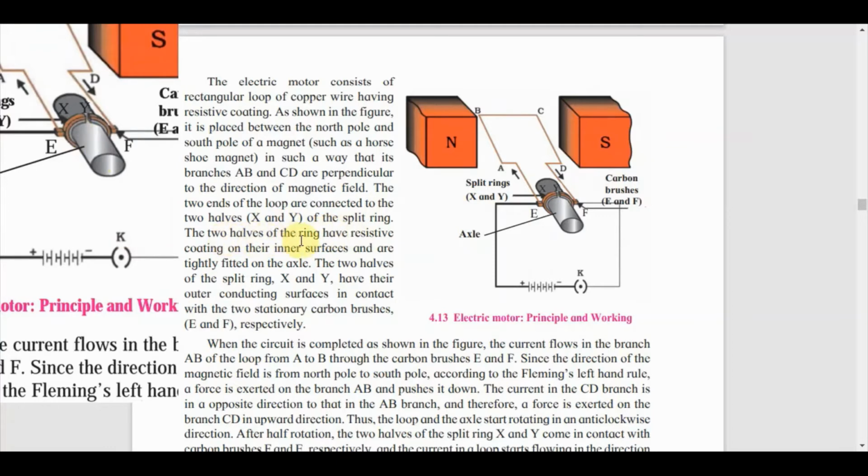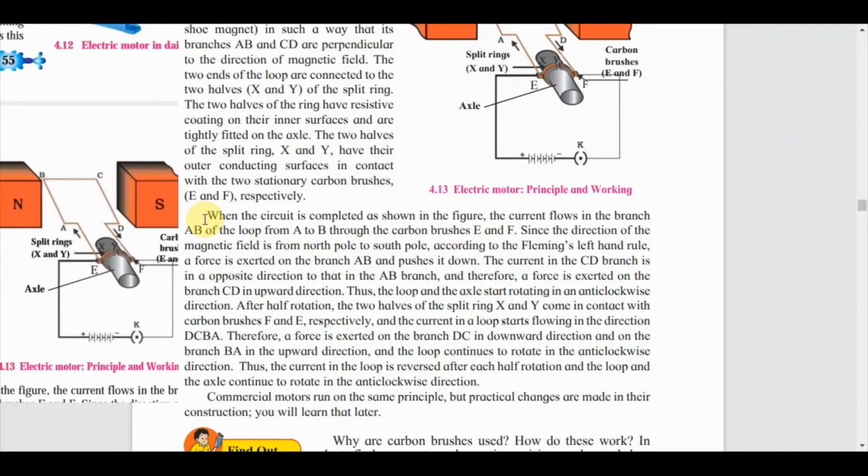Then the two halves of the ring have a resistive coating on the inner surface and are tightly fit on the axle. See here, this is the inner coating which is tightly fixed on the axle. The two halves of the split ring, X and Y, have their outer conducting surface in contact with the two stationary carbon brushes respectively. See here, this is the outer conducting material which is in contact with the carbon brushes. When the circuit is completed as shown in the figure, the current flows in the branch AB.